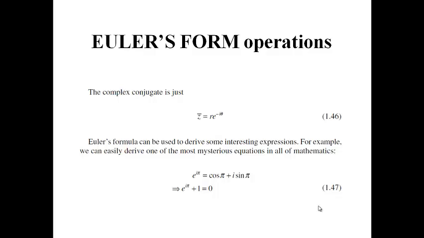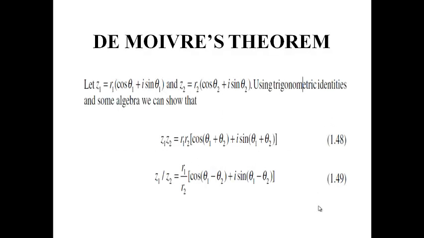Euler's formula can be used to derive some interesting expressions. For example, we can easily derive one of the most mysterious equations in all of mathematics: e power i pi equals cos pi plus i sin pi, that is, e power i pi plus 1 equals 0. Another important result is de Moivre's theorem. Let z1 equal r1 into cos theta 1 plus i sin theta 1, and z2 equal r2 into cos theta 2 plus i sin theta 2. Using trigonometric identities and some algebra, we can show that z1 into z2 equals this format, and z1 divided by z2 is like this.